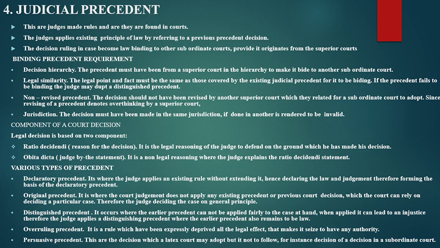He comes up with his own case law. That's why the judge decides the case using some general principles. We also have another precedent called the distinguished precedent. It occurs where the earlier precedent cannot be applied fairly to the case at hand. When applied, it can lead to injustice. Therefore, the judge applies a distinguished precedent, where the earlier precedents also remain the rule.